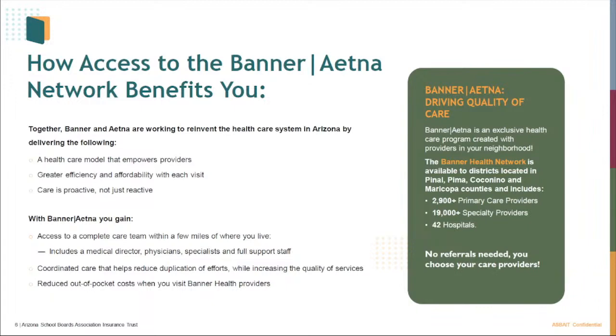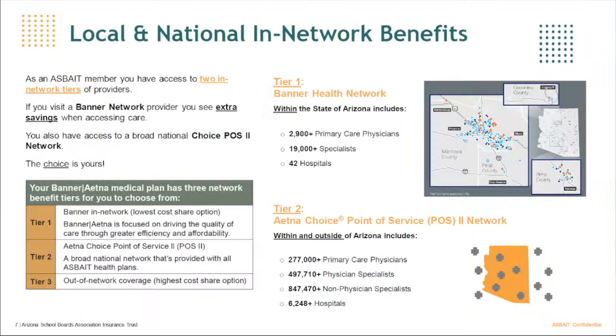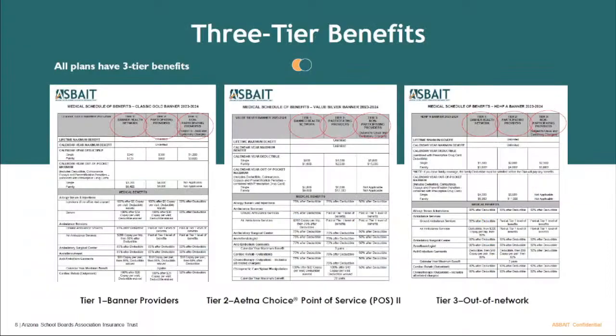So, then in addition to that, you have the second tier. So the first tier is the Banner Network, and the second tier is Aetna's network, and that is here throughout the state of Arizona. It includes the additional counties that I didn't mention, and it is a national network. So Aetna's Choice Point of Service POS2 network is available around the country. Then Tier 3, which is the third component, is the out-of-network coverage that's available to employees. We want them to stay away from that arena.